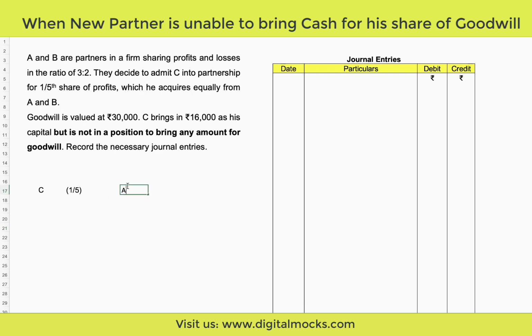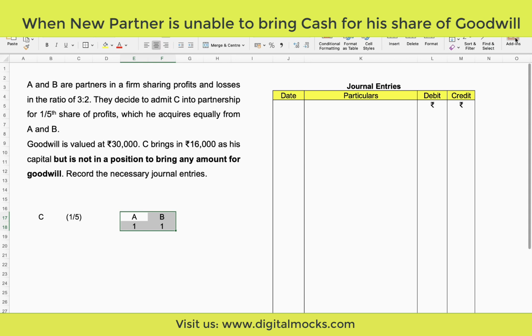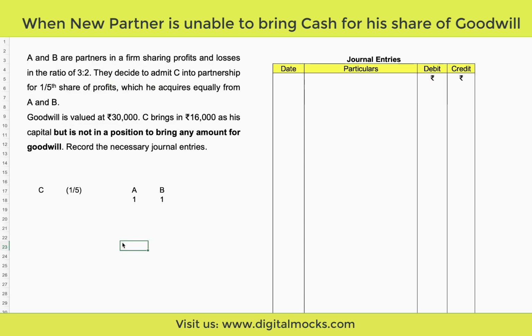It means what is the sacrifice ratio? In which ratio have A and B sacrificed? In equal ratio. So 1:1 is the sacrifice ratio. And this has a huge impact. So again, let me repeat. C is the new partner, and he is going to join the firm for 1/5 share in profits and losses, and he got this share from A and B in equal ratio.